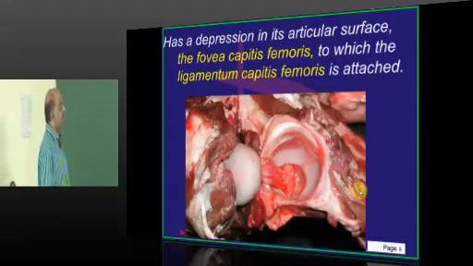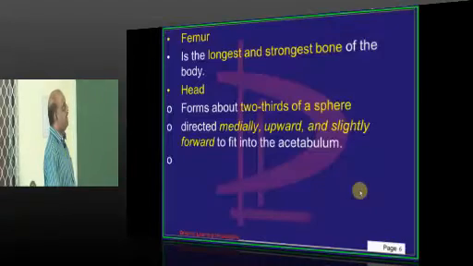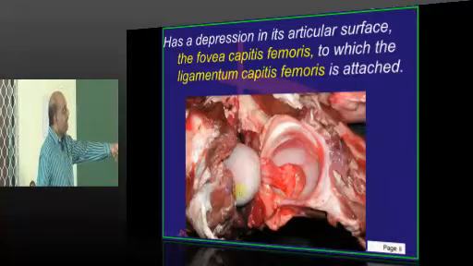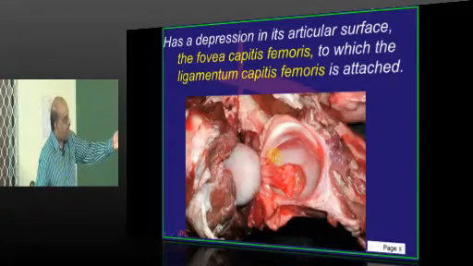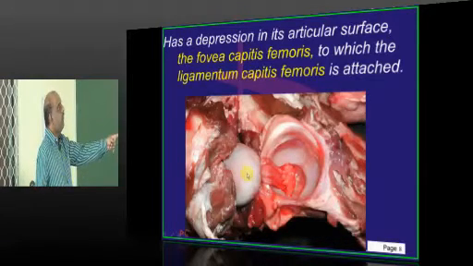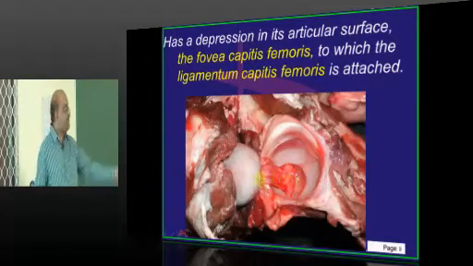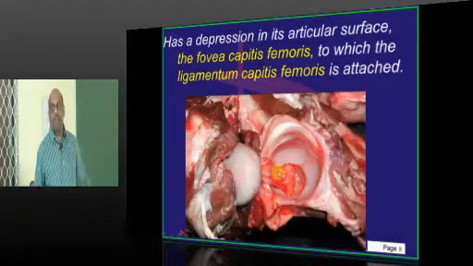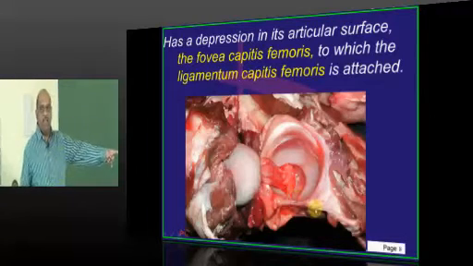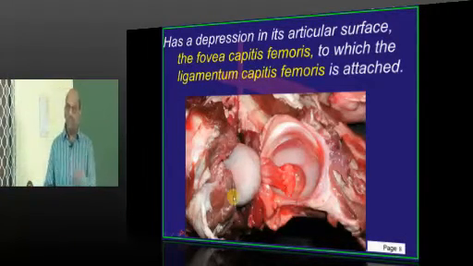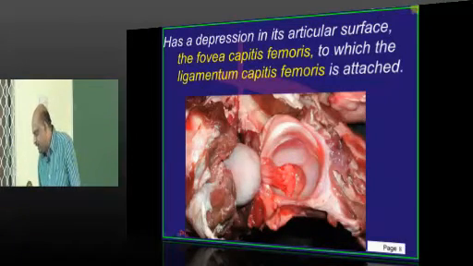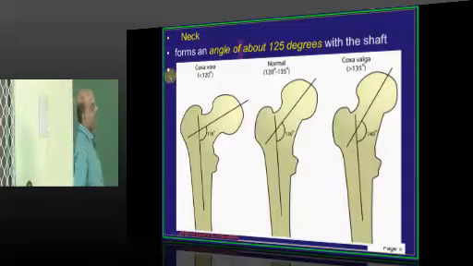Now, typically the head of the femur has a depression in its articular surface with the acetabulum. This is the head, this is the acetabulum, and the depression is called the fovea capitis femoris, to which the ligamentum capitis femoris is basically attached. What is the importance of the ligamentum capitis femoris? That is the source of the blood supply, the nutrient artery basically passes through it. That's the reason we need to remember it.